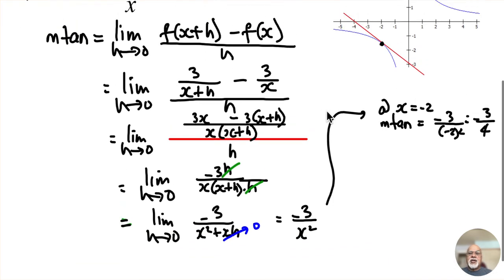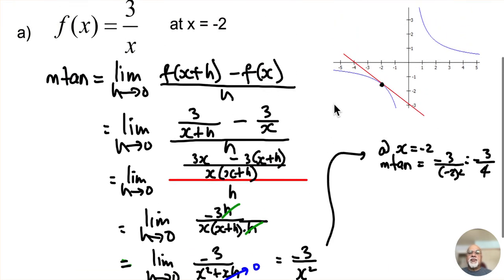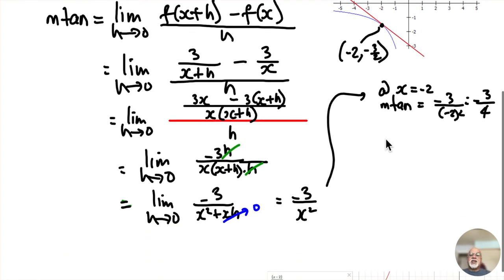And if I actually wanted to calculate the equation of the tangent at that point, this point over here is at x equal -2, and if x is -2, then the y value is just -3/2. And so we really just want to calculate the equation of a tangent which has a slope of -3/4 and goes through that point. So y is equal to mx plus b.